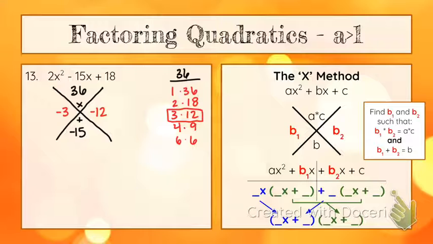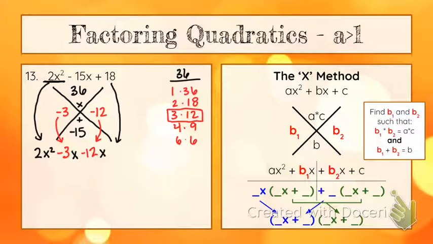So the next thing that we are going to do once we've chosen B1 and B2 is we are going to bring down this term. So we're going to have 2x squared. And then we're going to bring down this coefficient to be negative 3, and it goes with an x. So when we bring down the negative 12, we're going to have minus 12x. And then finally, we bring down 18 from the top.